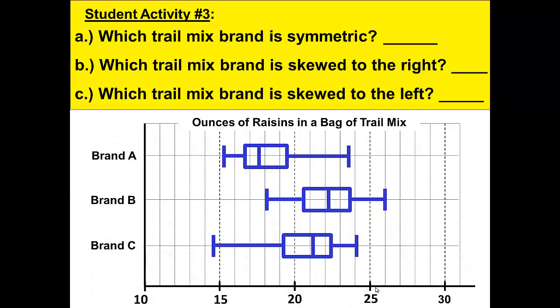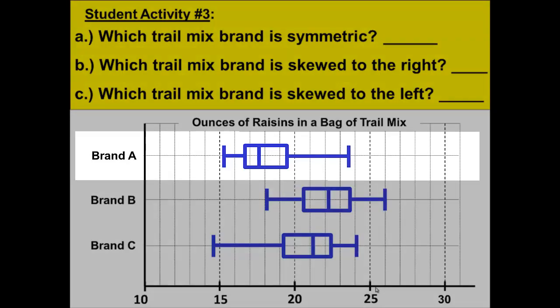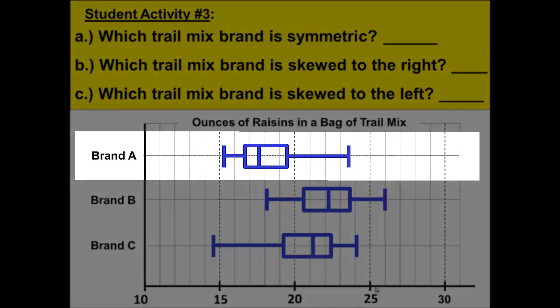Which trail mix brand is skewed to the right? That would be the one with a longer right tail or right whisker. That would be brand A. Notice the whisker to the right is much longer.